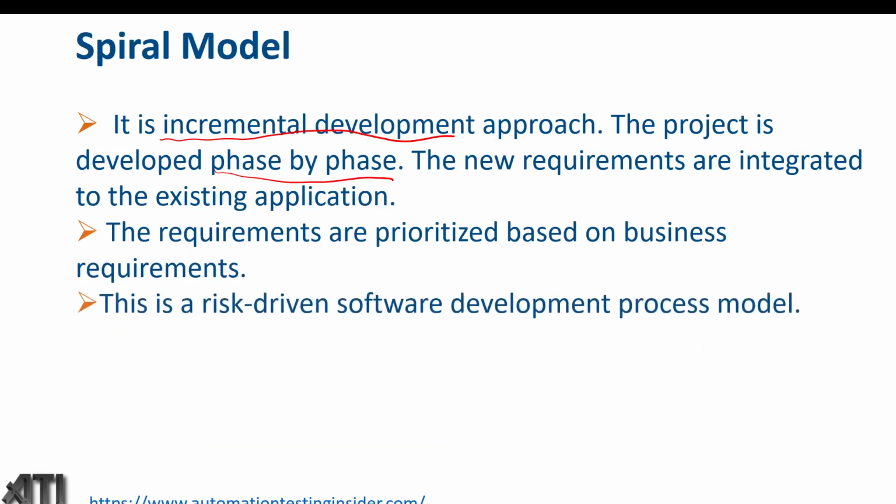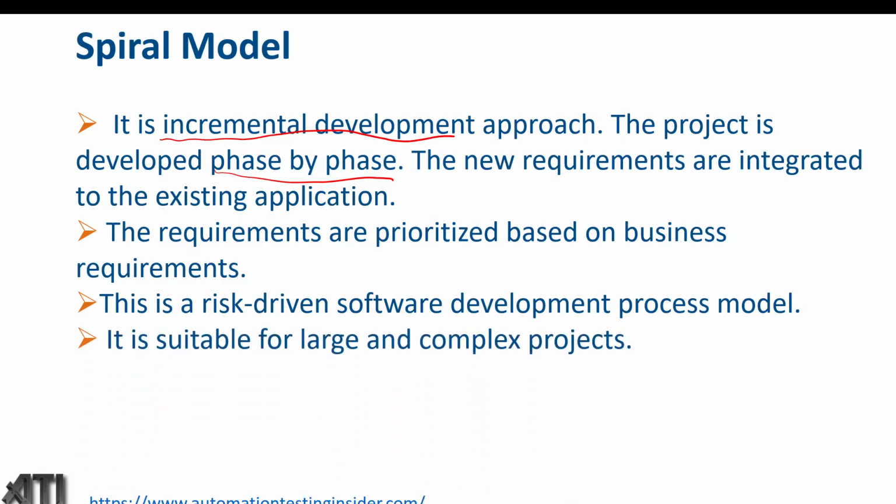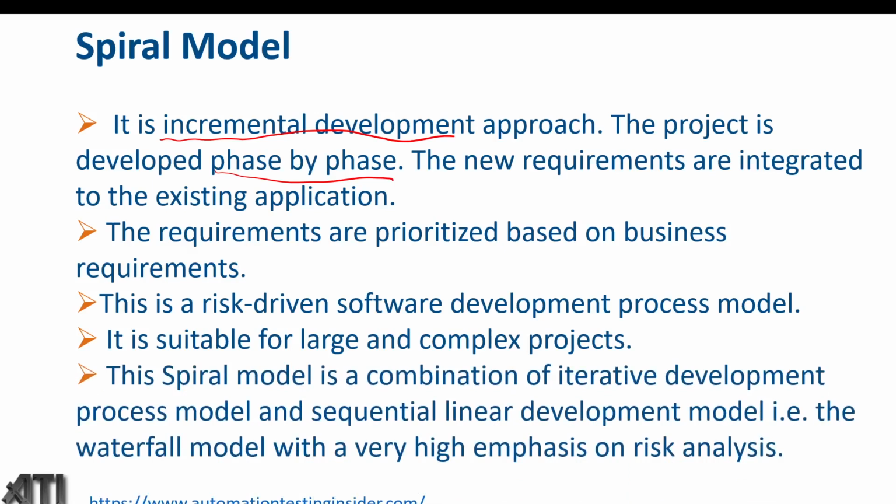This is a risk driven software development process model. As I discussed, this is the combination of waterfall model and iterative development model, but there is an extra factor like risk analysis. There is a high percentage of risk analysis in spiral model, so it is also called a risk driven software development process model. It is suitable for large and complex projects. This spiral model is the combination of iterative development process model and sequential linear development model, that is waterfall model, with a very high emphasis on risk analysis. These are some notes about spiral model.